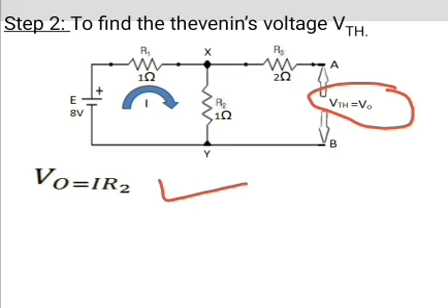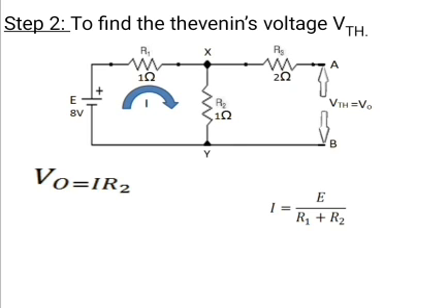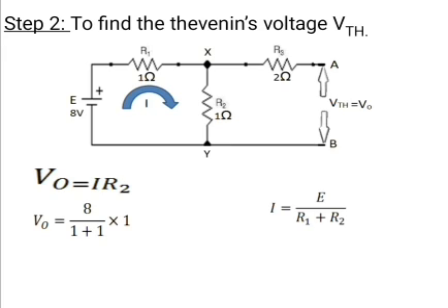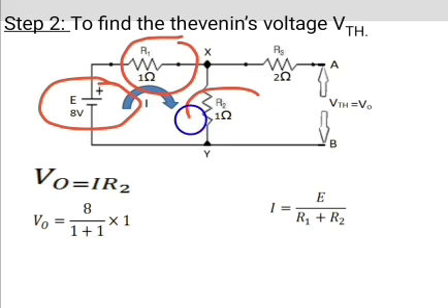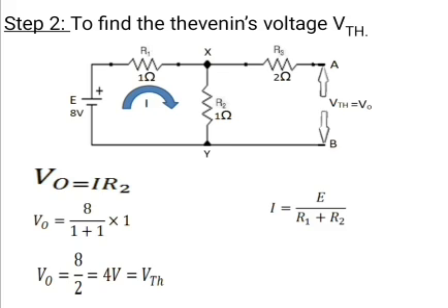VO equals I into R2. I means the current flowing in this mesh. Therefore, I equals E divided by R1 plus R2. VO equals, E equals 8 volts, divided by R1 plus R2. That means 1 plus 1, R2 equals 1 ohm. VO equals 8 divided by 4, 8 divided by 2, that equals 4 volts. That equals VTH. That means the output voltage is equal to Thevenin's voltage.